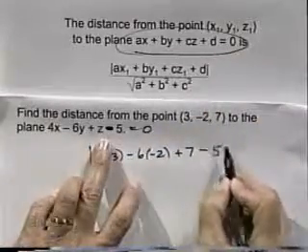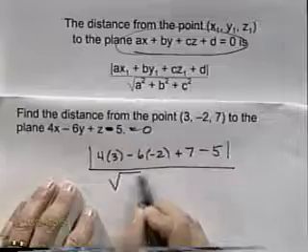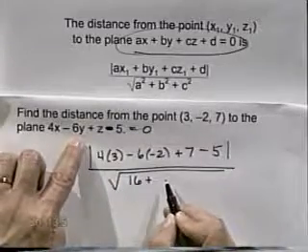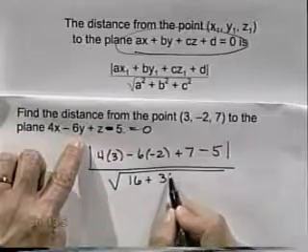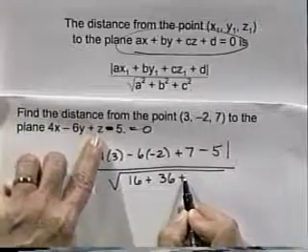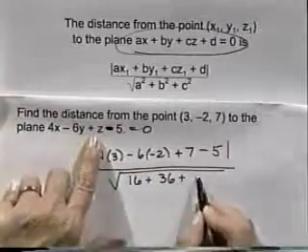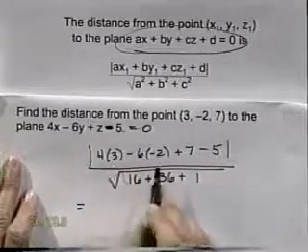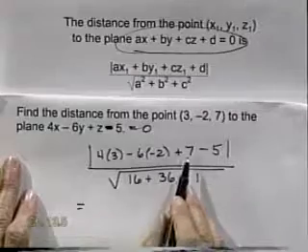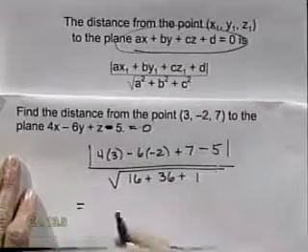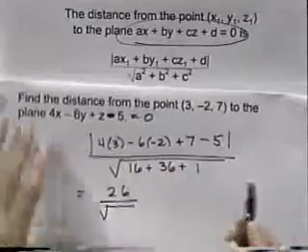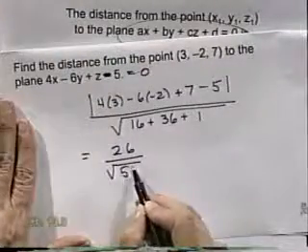So it's minus 5 all over the square root of, your a is 4, so it's a squared, plus b is -6, so -6 squared is 36, plus the coefficient of z is 1, plus 1 squared, equals, and let's see, 4 times 3 is 12, plus 12 is 24, plus 7 is 31, minus 5 is 26, all over the square root of 16 plus 36 plus 1 is 53.